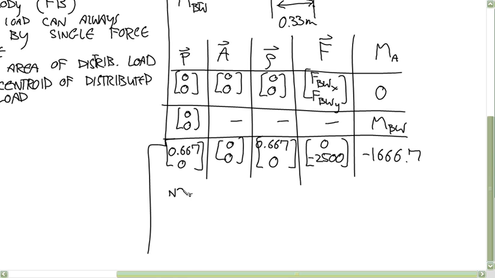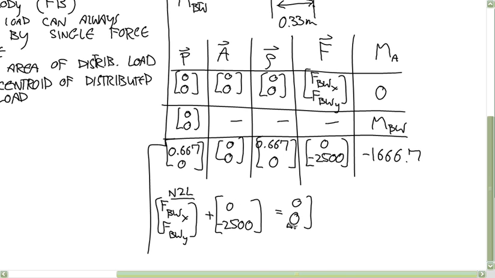So then Newton's second law says add these up and they're equal to 0. FBWX, FBWY plus 0, negative 2,500 is equal to 0, 0. So the force on the body by the wall is equal to 0, positive 2,500 newtons.